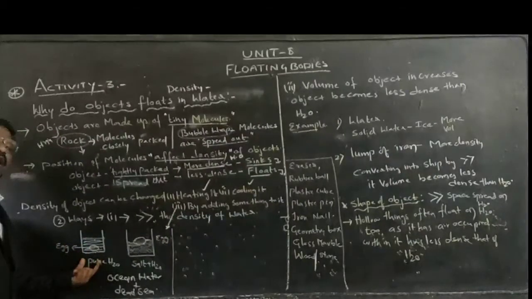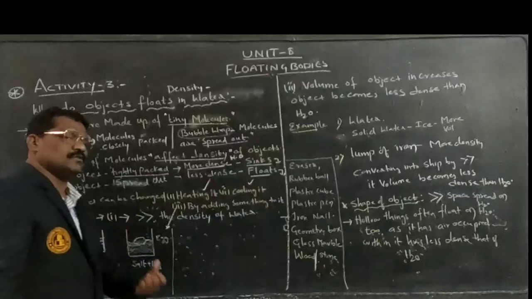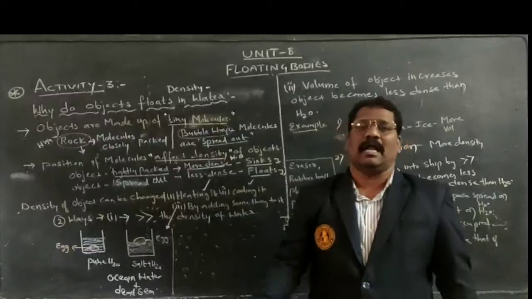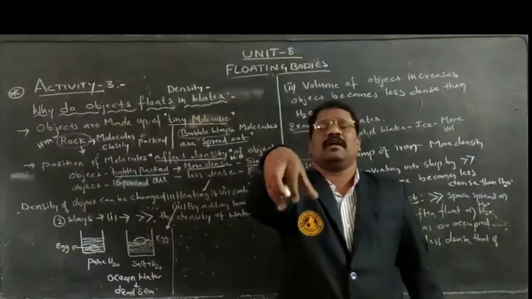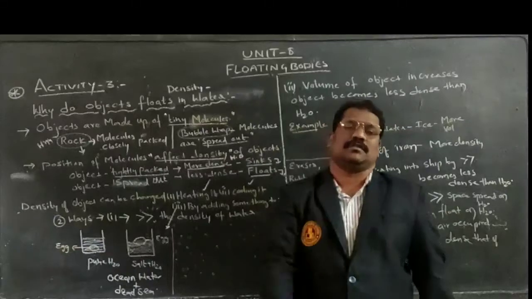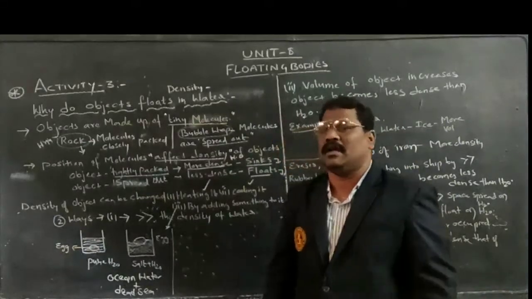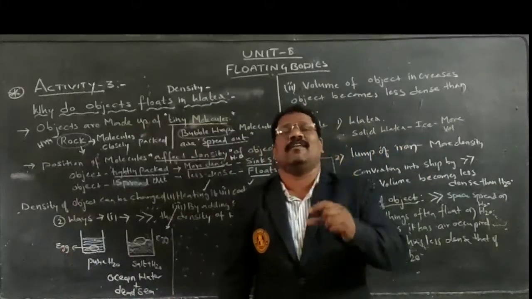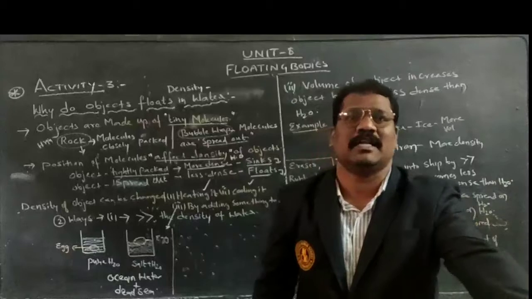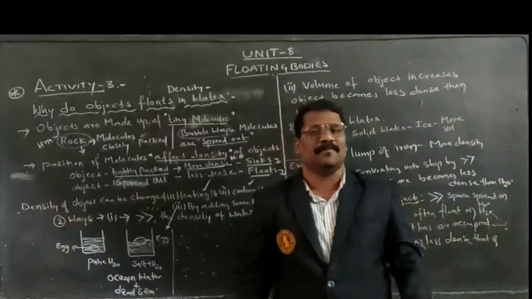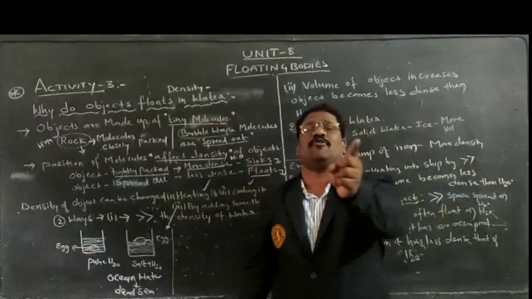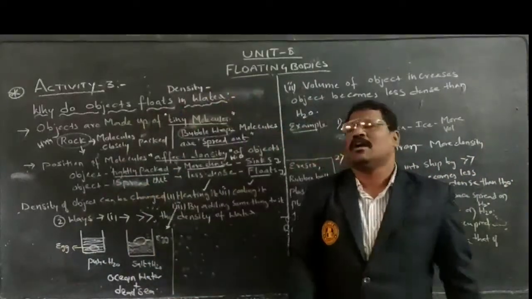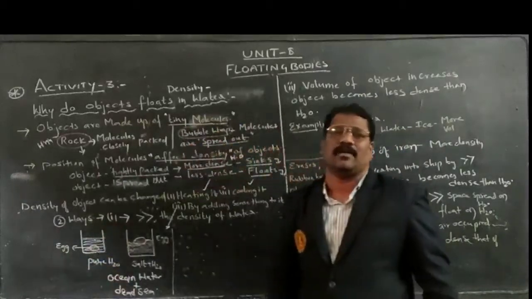First of all, I have taken 2 jars. In one jar I have taken pure water and an egg, and I have dropped the egg into the water. What will you observe? You will observe that the egg sinks into the water. What does it indicate? The density of the egg is greater than the density of pure water. Pure water density is about 1 gram per cubic centimeter. The density of the egg is greater than the density of water, due to that reason it is sinking.